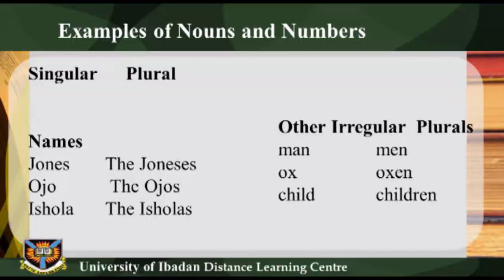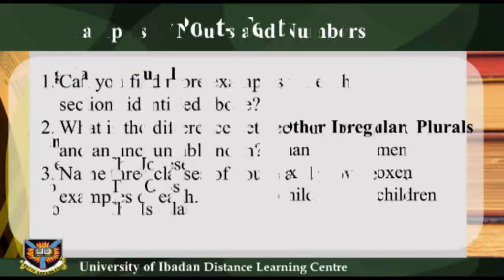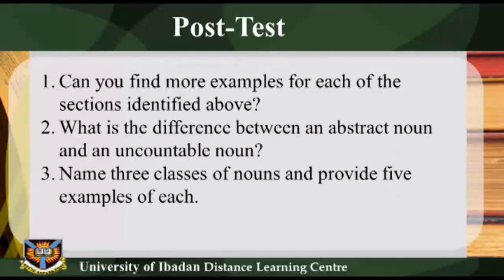Study session summary. In this lecture, we have discussed the noun as a part of speech. In the process, we clarified the term involved. We also examined types of nouns, such as proper nouns, common nouns, collective nouns, concrete and abstract nouns, as well as countable, count nouns, and uncountable, non-count nouns.